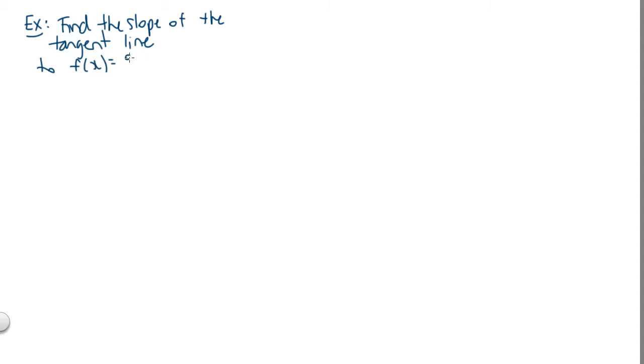Okay, so let's try a more detailed example here. Let's find the slope of the tangent line to the function f of x, which looks like 9/2 x to the 4th minus 3x cubed plus root 2x minus root 2. And let's find the slope at the point 1, 3/2. Okay.